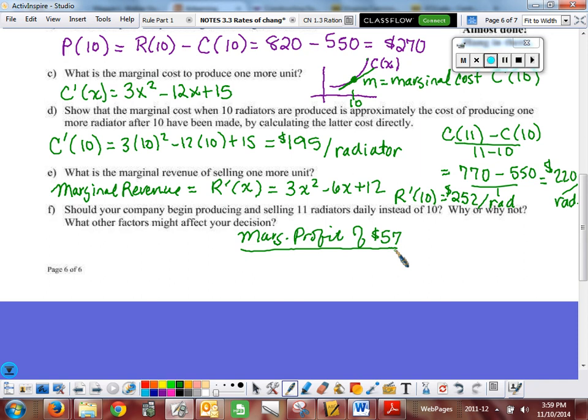Do I need to add more labor? And if I add more labor, of course, my costs are going to go up. Is my factory or my shop equipped enough to make that 11th radiator? Or do I need more equipment? Do I have more capital costs that I'm going to need to do? And so the idea is it's not just the idea of looking at it in terms of these derivatives. There are other factors that might affect our decision, but we can certainly use this information to help us make that decision.